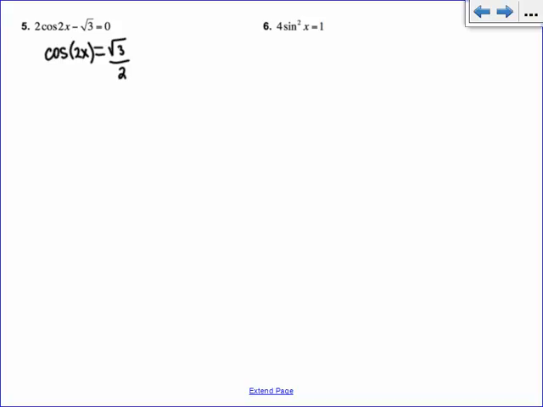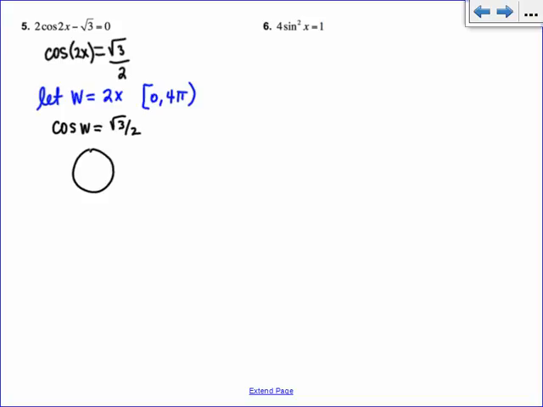So what did I do last time? Do you guys remember? I doubled the interval. I doubled from 0 to 2 pi. I went from 0 to 4 pi. Yeah, I did a w substitution. Exactly. So what we're going to do is let w equal 2x, and we're going to find w's solutions on 0 to 4 pi. So we double the interval. If we have 2x, we do 0 to 4 pi. If we have 3x, we do 0 to 6 pi. So what I'm solving is cosine of w equals root 3 over 2, but I'm finding all of the solutions on 2 rotations around the unit circle.